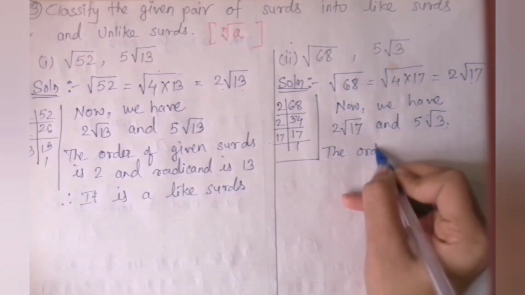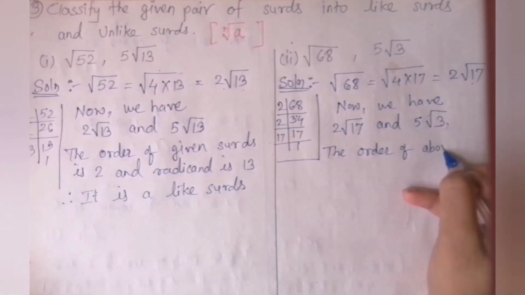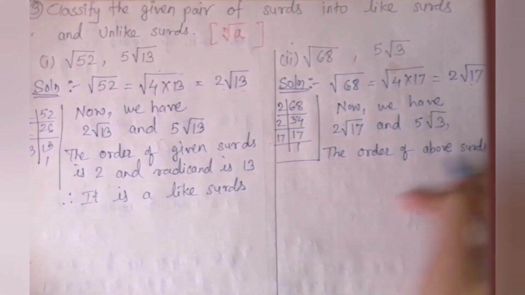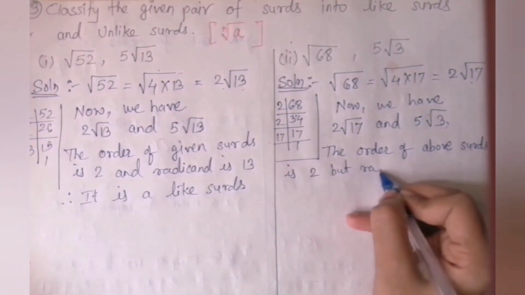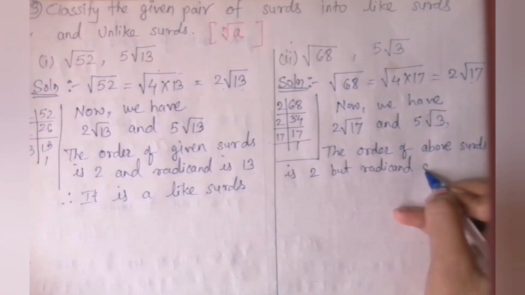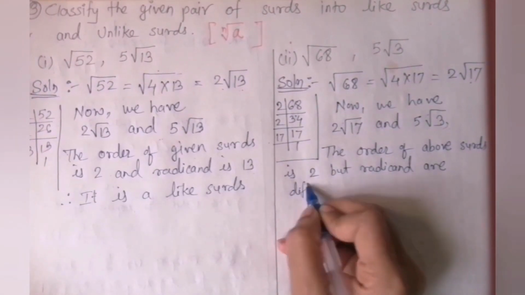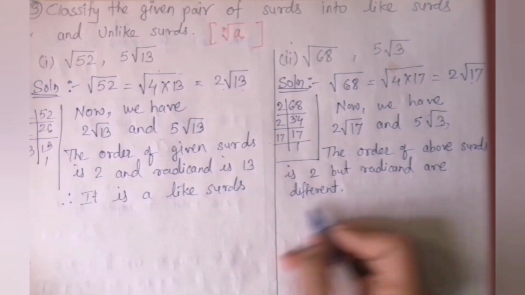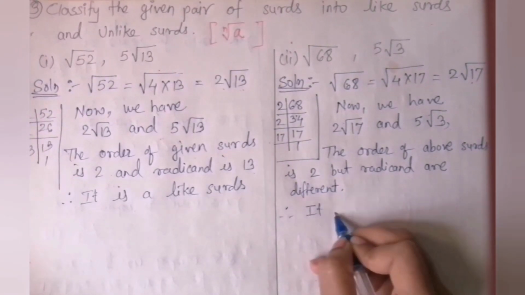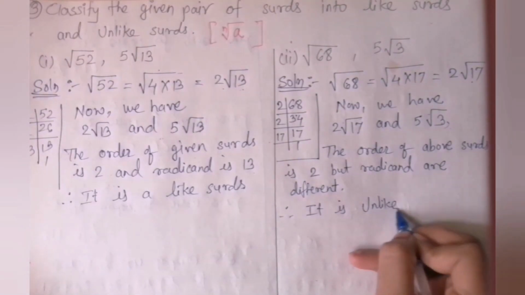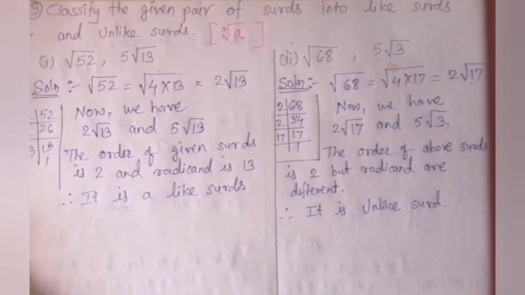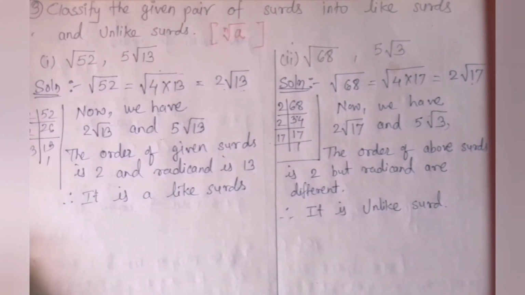So write down the reason. The order of the above surds is 2, but radicands are different, right? Are different. Therefore it is an unlike surd. So this is how we solve the second one. Clear students? Now take a screenshot and write down in your notebook.